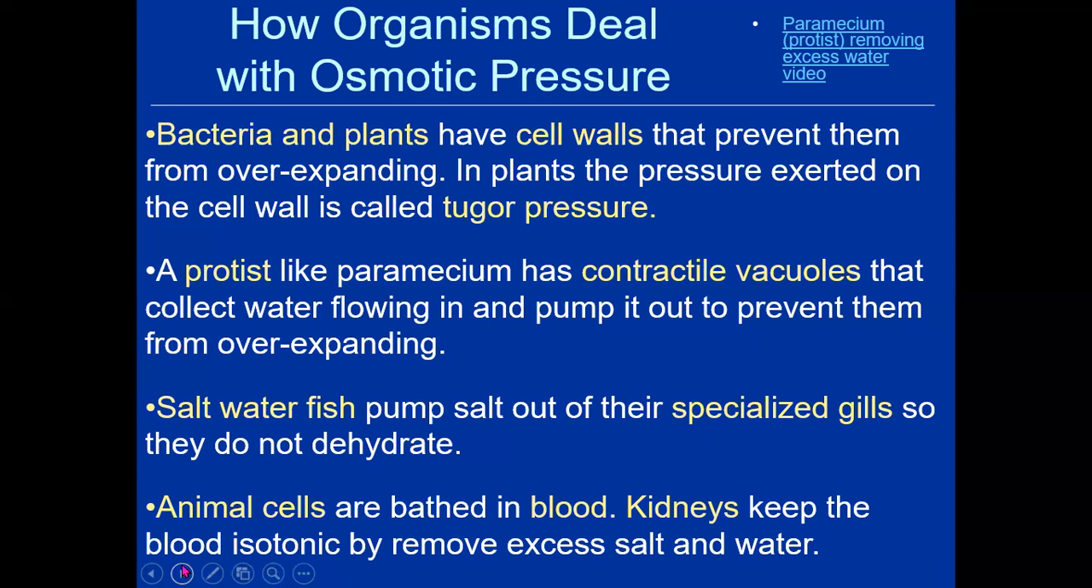Fish that live in fresh water or salt water have specialized gills, and animal cells are kept isotonic almost all the time so that they do not die off.